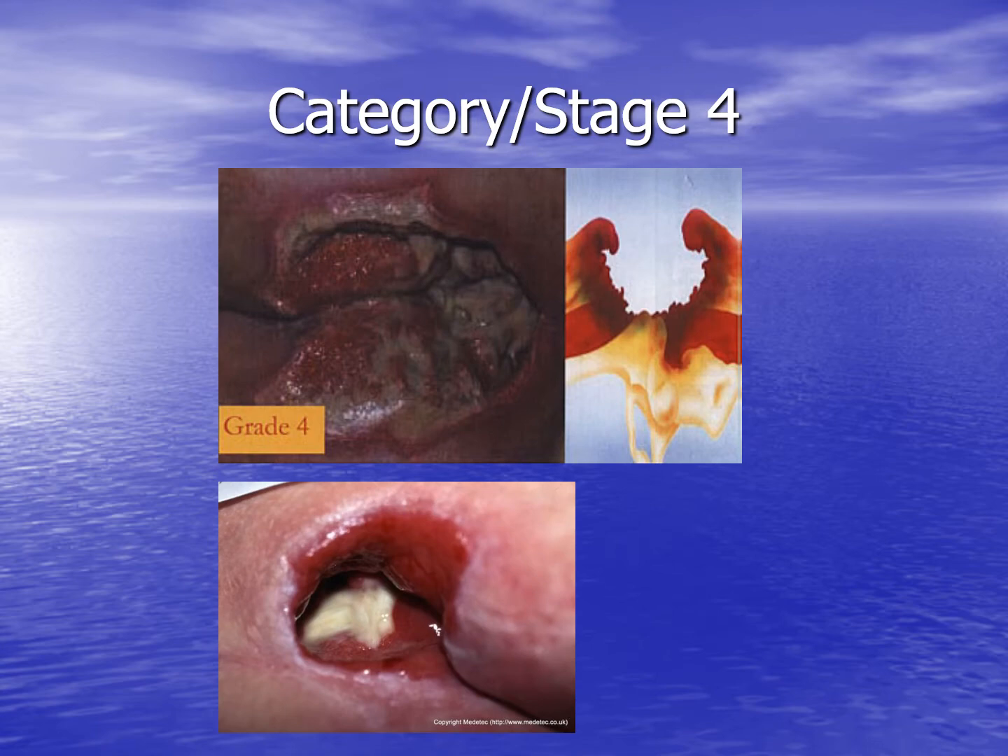If the damage carries on, you're going to get a category 4, where you might even be able to see the bone below, for example. Both these images are category 4 sores. They're very difficult to heal and take a long time to heal. They're going to cause a lot of pain for the individual, and there's a big risk of infection.